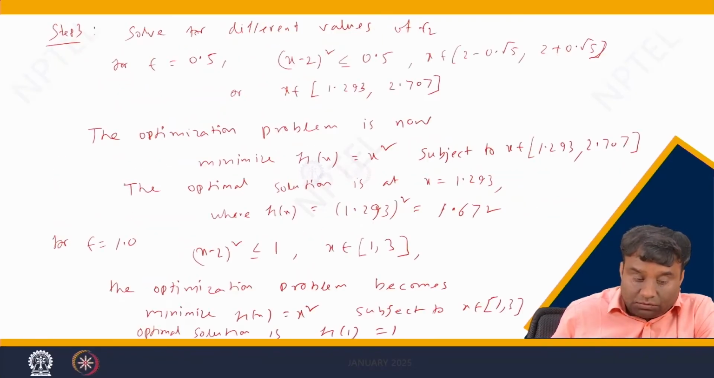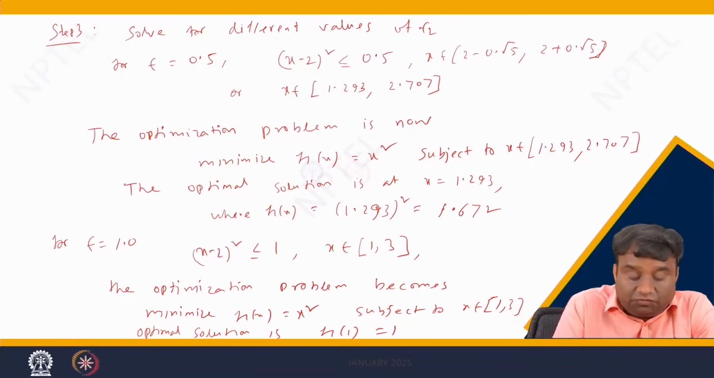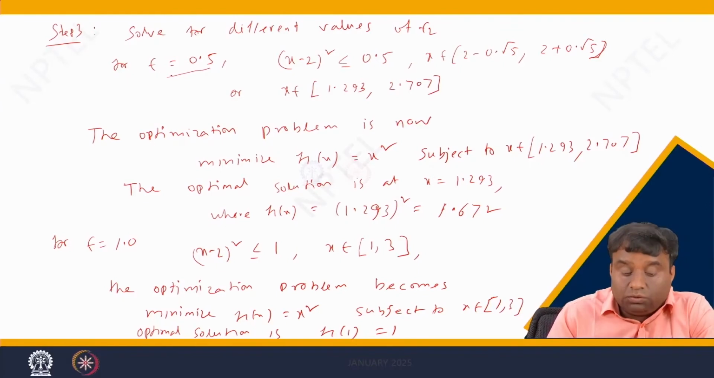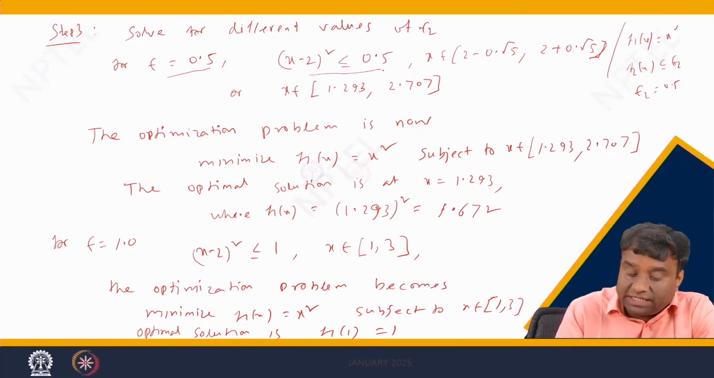So now we need to solve this. So solve for different values of ε2. We can assume a number of values of ε2. So for ε2 = 0.5, here we need to minimize f1(x) = x² subject to f2(x) ≤ ε2. Here we assume ε2 = 0.5. So (x − 2)² ≤ 0.5.